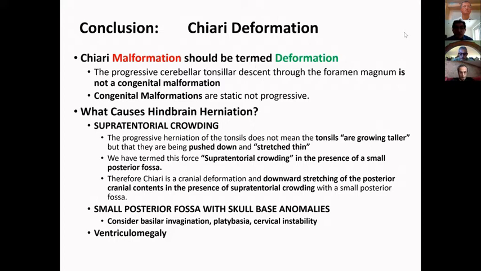So we call that supratentorial crowding. And what that means is that there is a pressure coming from above the tent, pushing down onto a very small posterior fossa and dragging the contents of the posterior fossa into the foramen magnum. And that will be very much part of what I intend to talk about in this presentation.